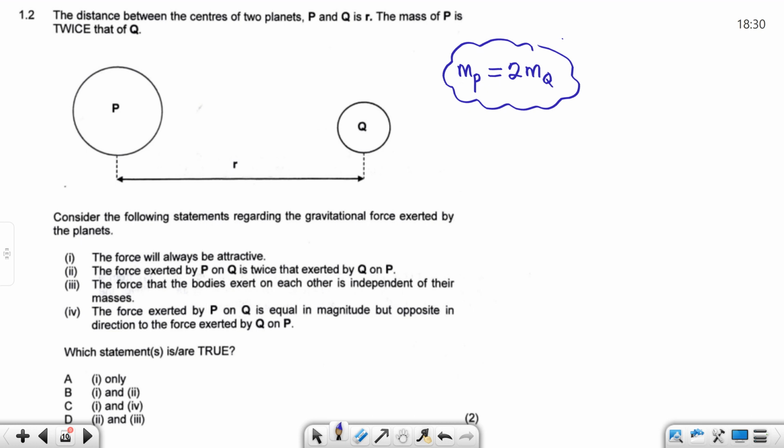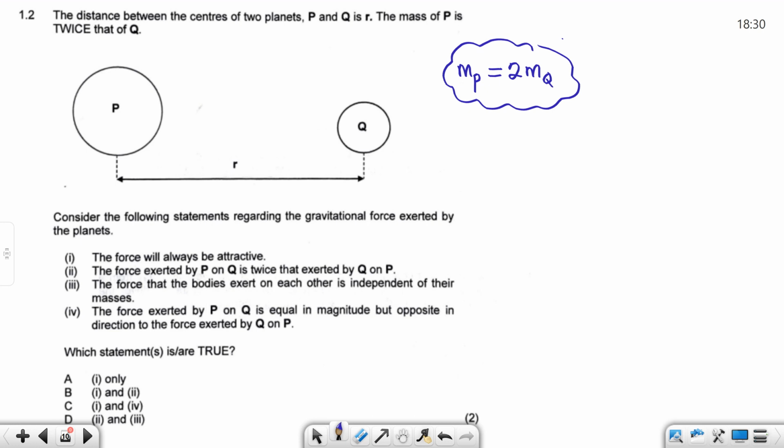The first one, is it correct? The force will always be attractive. We need to state the law of universal what? Gravitation. What does it state? The first line says that all particles in the universe attract each other. All particles attract what? Each other. So 1 should be correct.